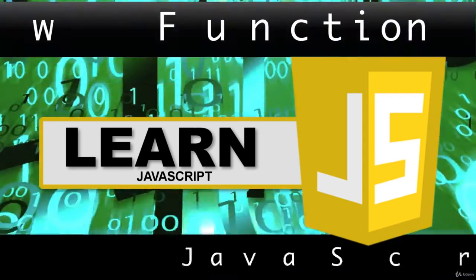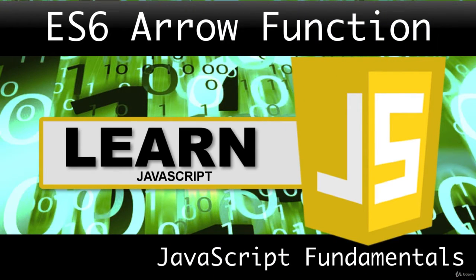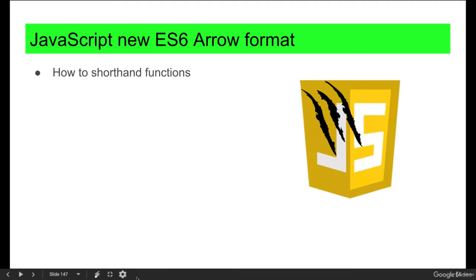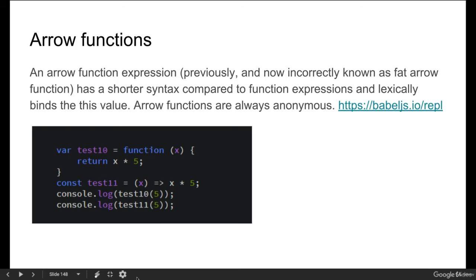In this lesson, we're going to be looking at the new ES6 arrow format for functions. It's a shorthand way of writing functions, and I did want to expose you to this. It's available in most of the browsers that are compatible with ES6, and some of the older browsers may not be, so always keep that in mind when you are using the newer format.